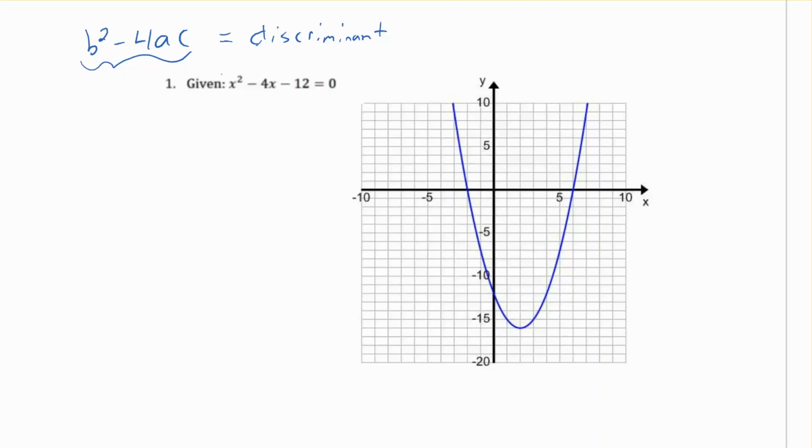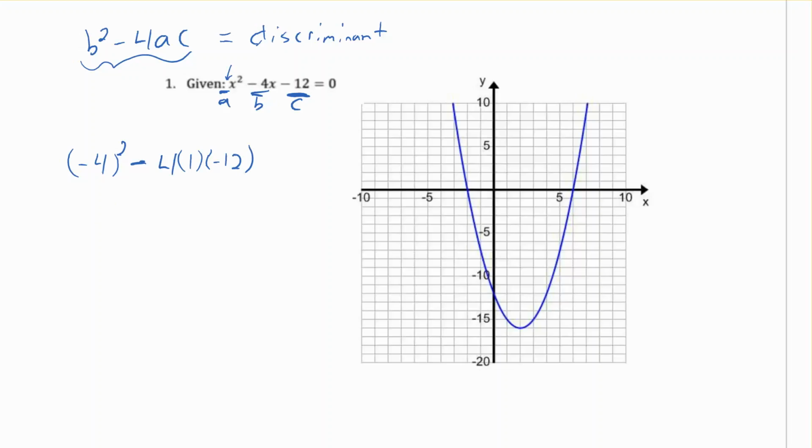So remember, we're calling the number out front of these things A, B, and C. So this is A, the -4 would be B, and -12 would be C. So if we're putting that into this, that's just saying -4 squared minus 4. A in this case is 1, right? There's like an imaginary 1 sitting out front of there. So 4 times 1, and then C is -12.